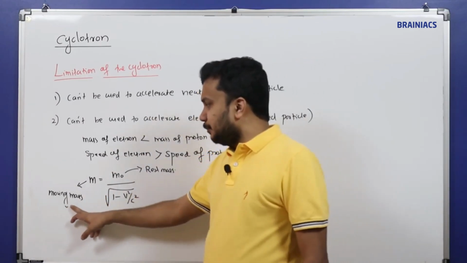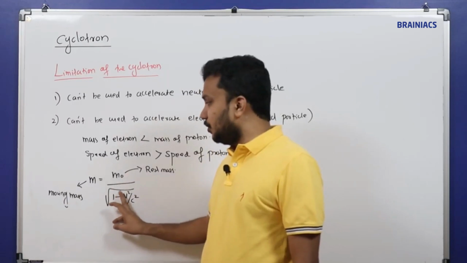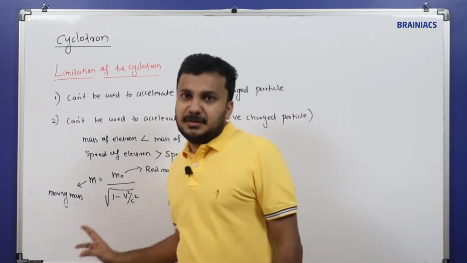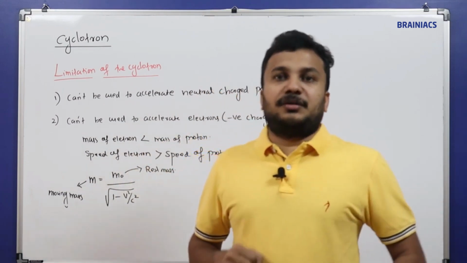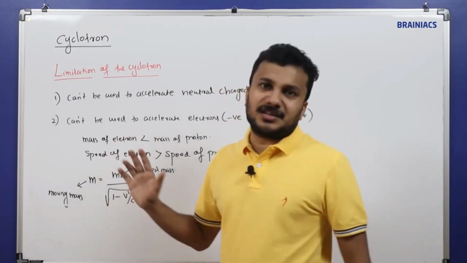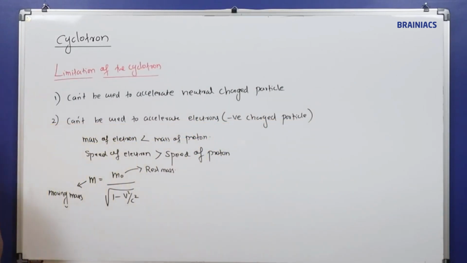So in that case my moving mass is equal to my rest mass, because v equal to 0 means root of 1, so m equal to m0. Whether you are running or standing, your mass will be almost the same, because your speed is very small compared to the speed of light.